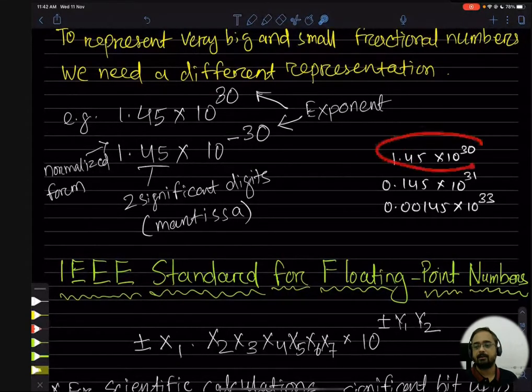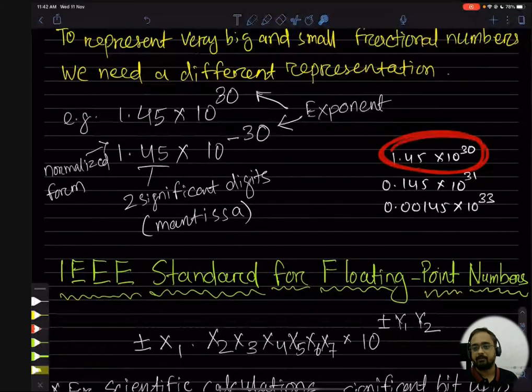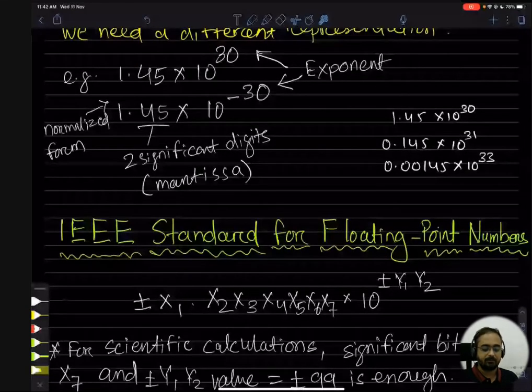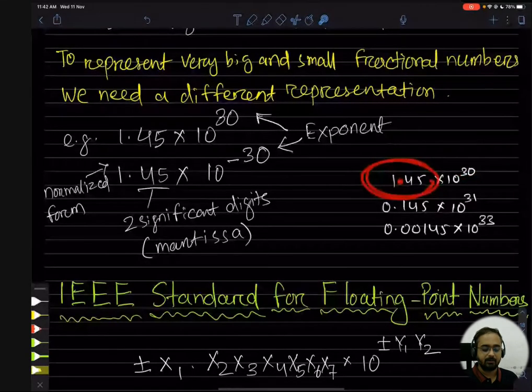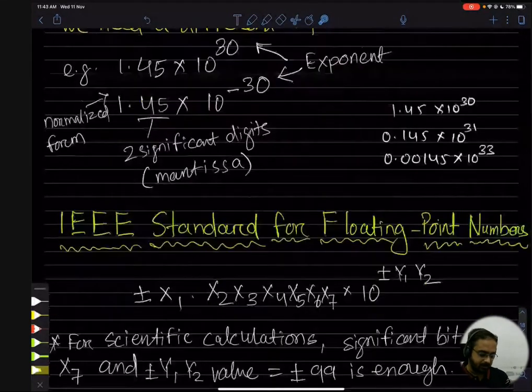It is a standard now, so everybody will follow this way of writing floating point numbers. Either it is 1.45 into 10 to the power 30 or minus 30, it does not matter. You have to write it in this way, where before the decimal point you write a non-zero number, either 2 or 5, whatever it may be. Any number less than 10, up to 9, you can write. Then this is the normalized form.